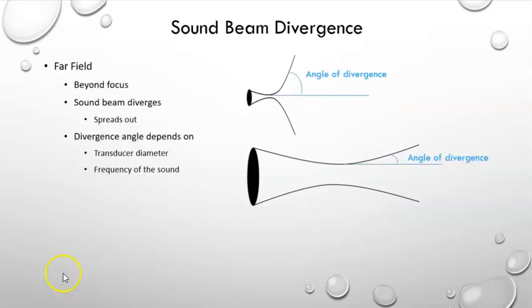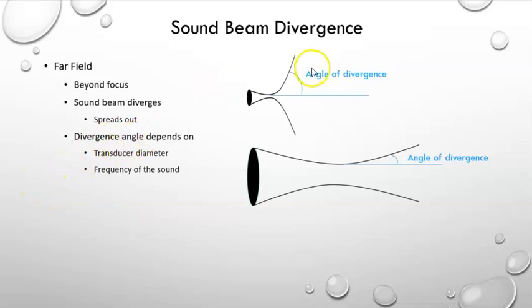So in the far field, we have the beam diverging. This is the divergence beyond the focus. And the sound beam diverges or spreads out related to the diameter of the crystal when it begins. So a larger crystal diameter will have a much smaller angle of divergence in the far field. A small crystal diameter will have a much greater angle of divergence. And so when it gets to the far field, it will spread out much, much faster.